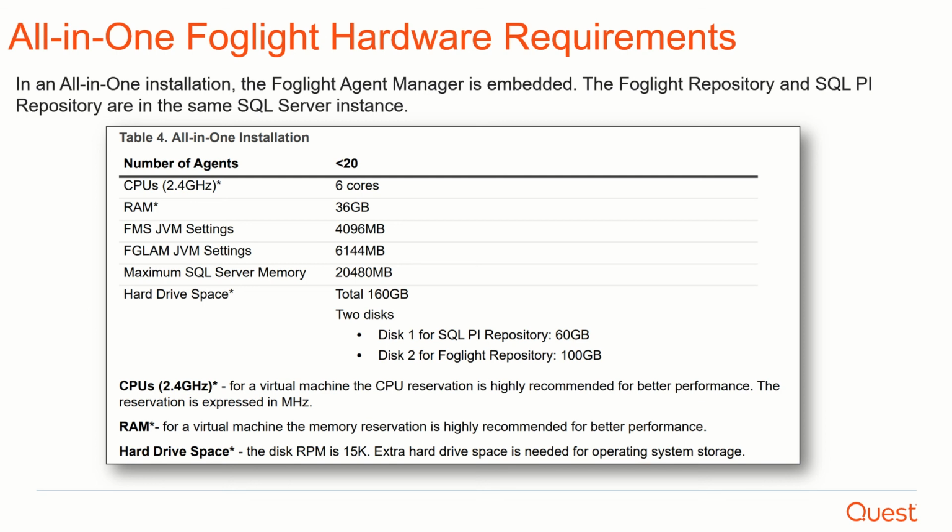The table illustrates machine requirements for 20 databases to be monitored, machine specs, SQL Server memory allocations, and Foglight Java virtual memory settings. For more information on Foglight prerequisites or distributed installation of Foglight, please check out the deployment and installation guide.